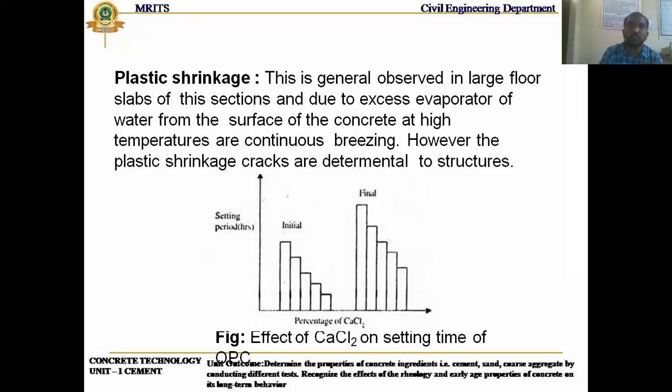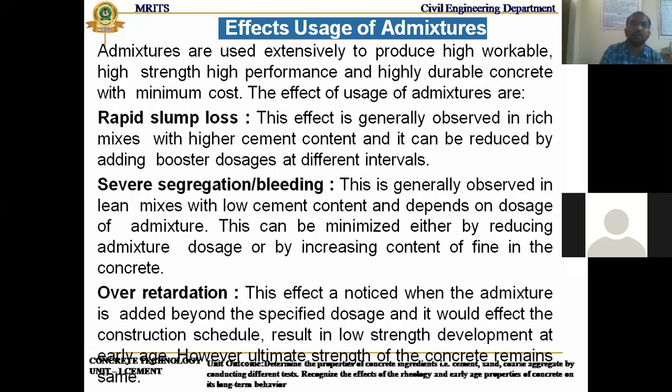By the usage of admixtures, there will be rapid slump loss, and it is observed in higher cement content. And it can be reduced by adding booster dosages at intervals. Segregation as well as bleeding is also observed in low cement content. And you should minimize it by reducing the admixture dosage, and by increasing the content of cement used.